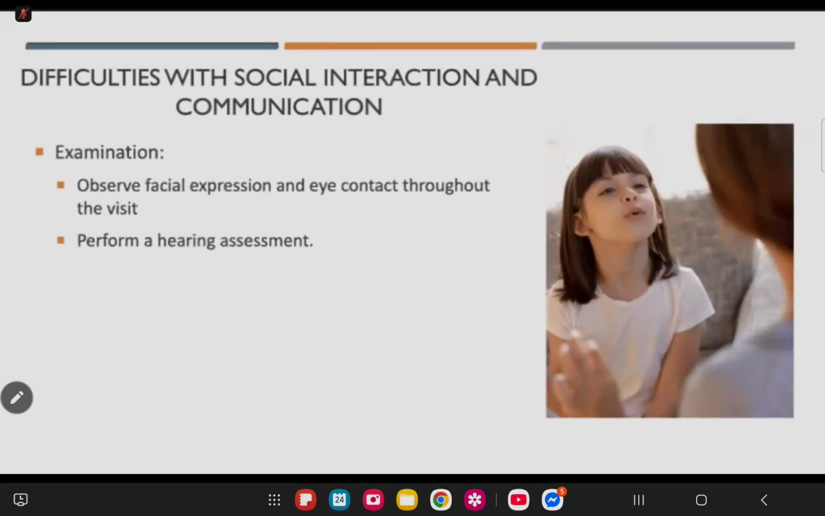Next, we're almost done. I'm already on the 18th slide out of 28. 10 more slides. So, examination. Observe facial expressions and eye contact throughout the visit and perform a hearing assessment. Maybe your patient is just having hearing problems. If you have hearing problems, of course, it follows that you have difficulty with communication. Okay?